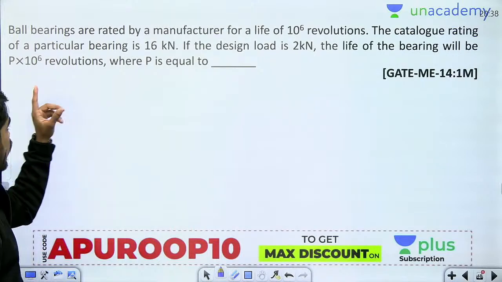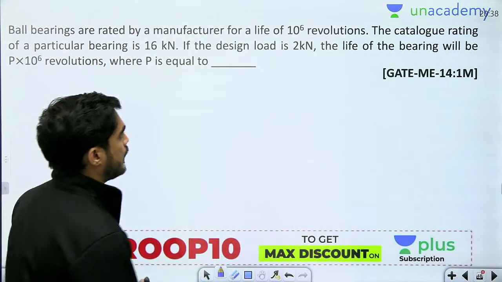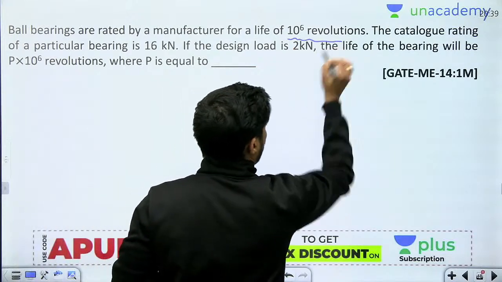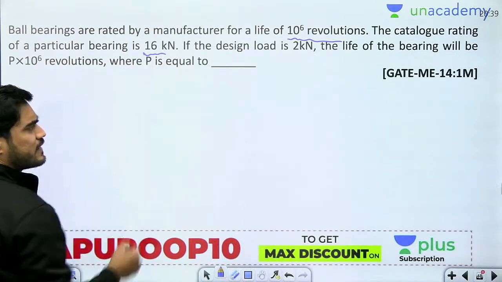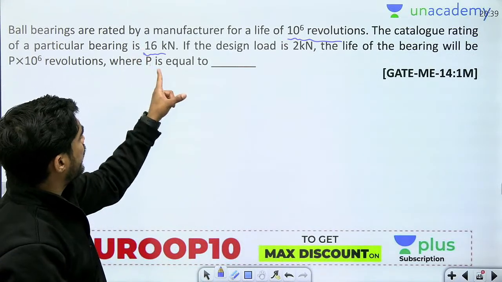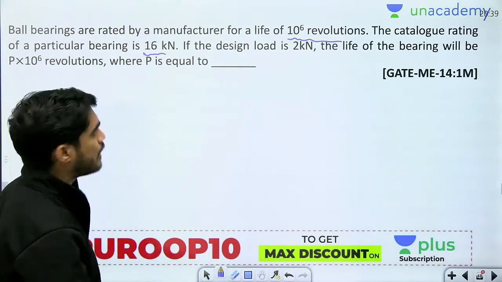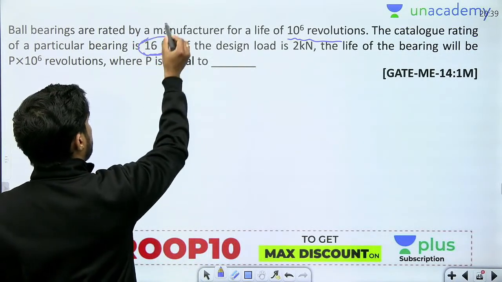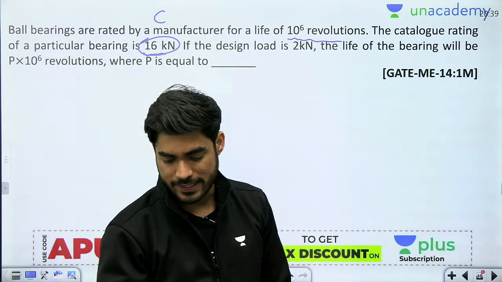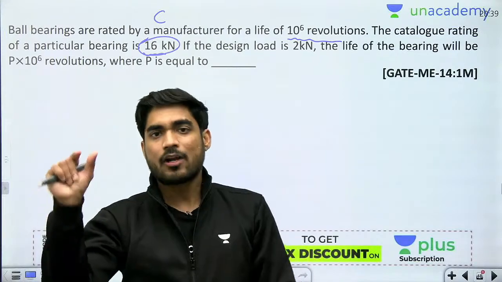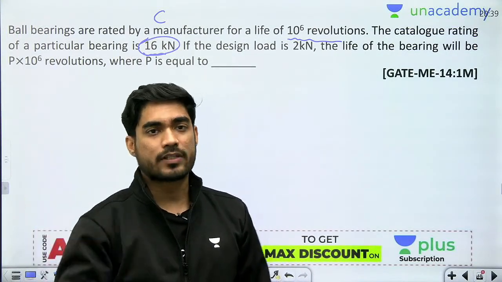Okay, a ball bearing is rated by the manufacturer for a life of 10 to the power 6, means 1 million revolution. The catalog rating is 16 kilonewton. So what is this? Catalog rating is 16 kilonewton, means this is the load carrying capacity. What is this? This is the load carrying capacity C, the dynamic load carrying capacity. Catalog rating means in the catalog they mention the dynamic load carrying capacity.